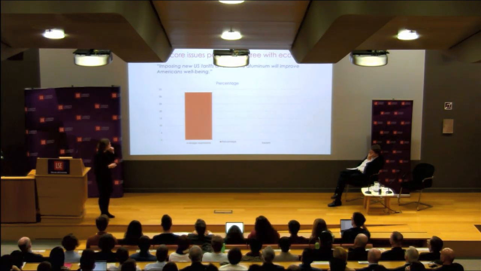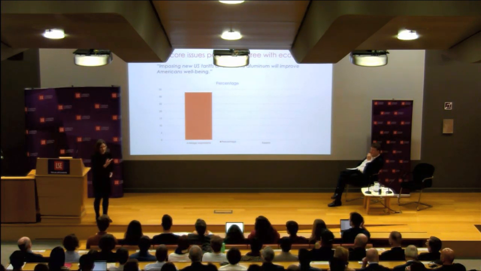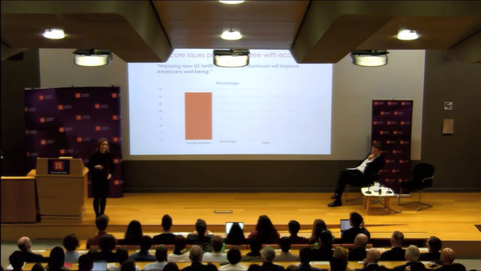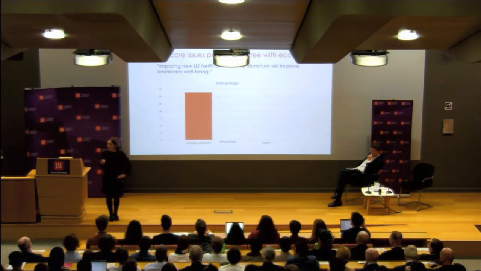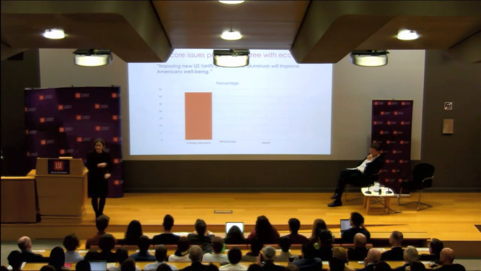And so here is the first bar. What are the IGM Booth respondents thinking about these issues? Imposing new US tariffs on steel and aluminum will improve American well-being. This was when these tariffs were first discussed in the US. No one thinks that it would be a good idea. People either disagreed or they strongly disagreed. And in fact, it's one of the questions where a lot of people actually answered. So it's not even that the people who disagreed were hiding behind not answering the question. Economists really feel that trade barriers are not a good thing.